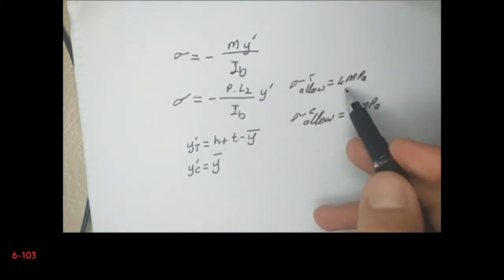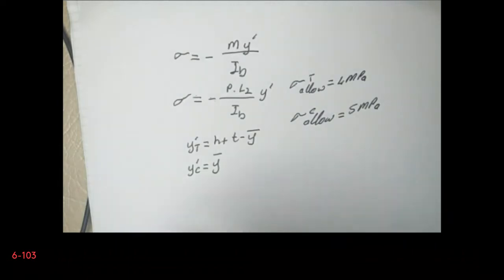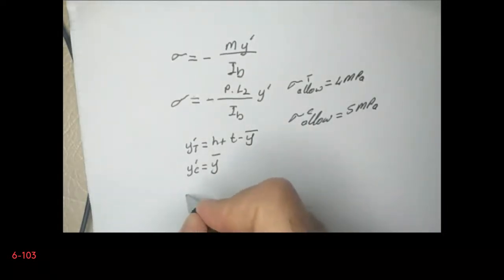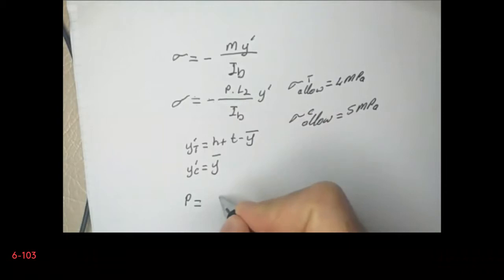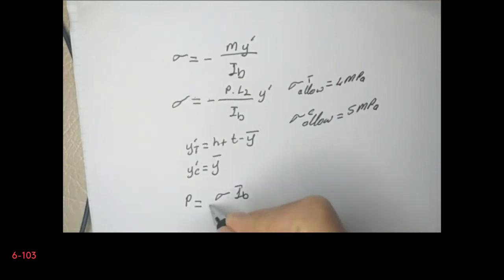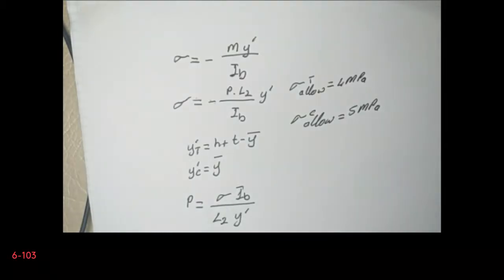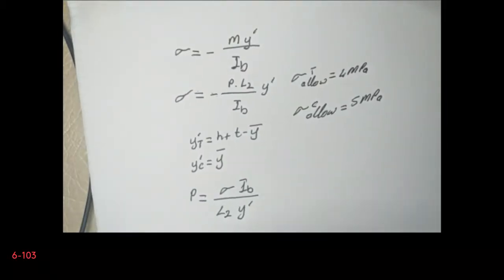So from this equation for the stress and moment, I can easily calculate. I can say that P is equal to sigma multiplied by I bending divided by L2 Y prime. So from here I can calculate two values. For the tensile, it is PT.